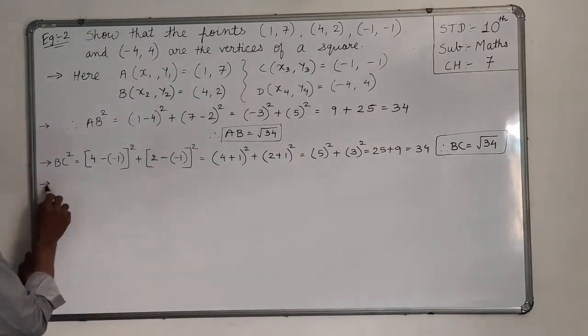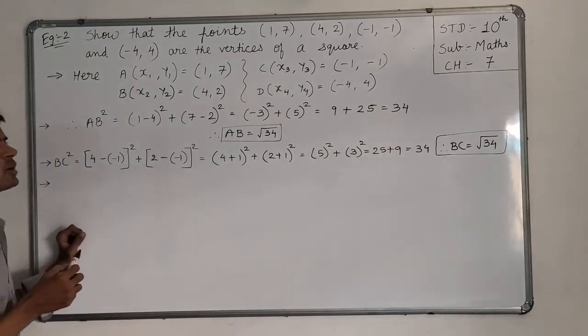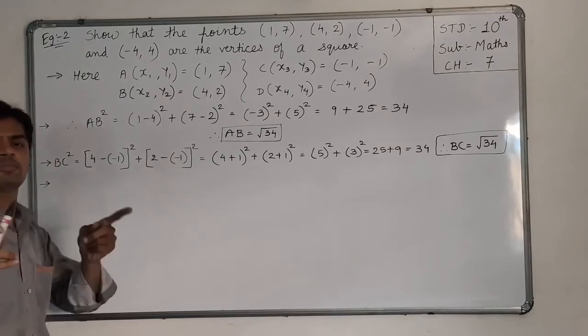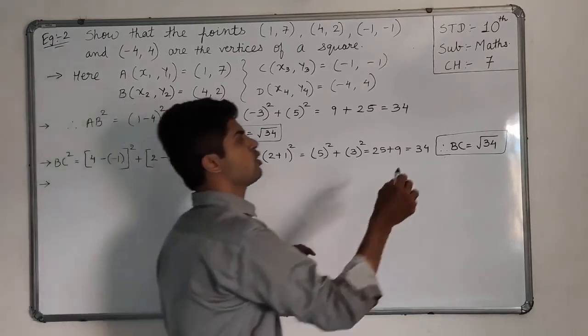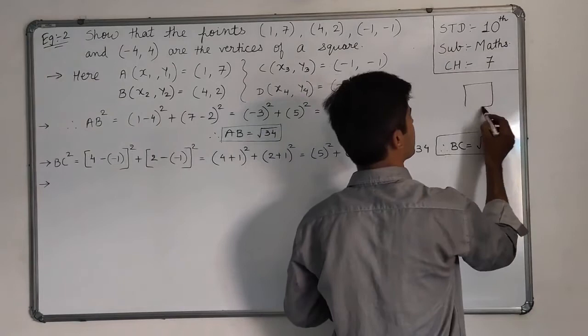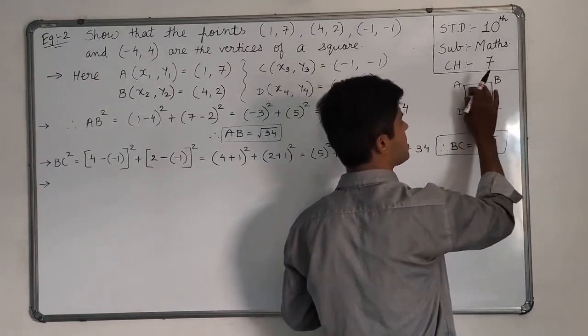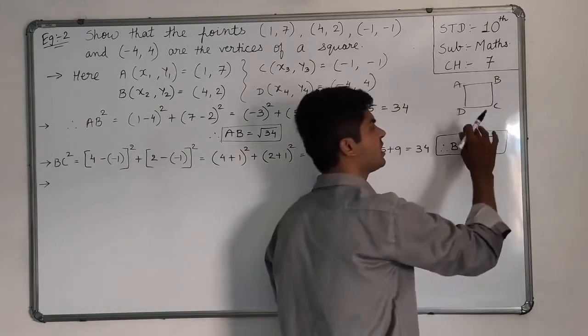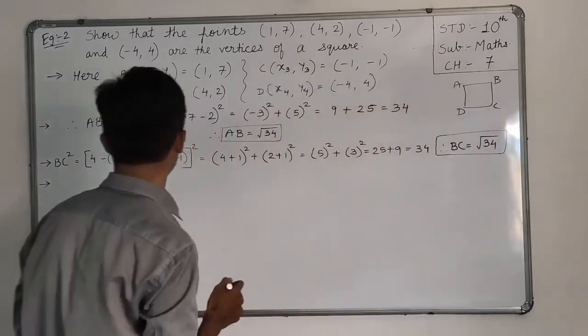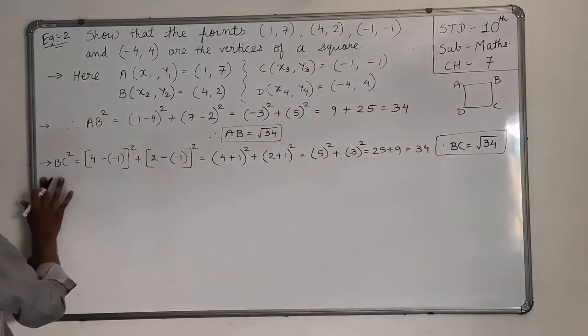Okay, now third side. Third side क्या होगी? AB, BC, फिर बाद में क्या आएगा? CD आएगा. If you are not able to get, draw a square here like this. A, B, C, D. ये AB find कर लिया, BC find कर लिया. Now we are going to find this CD. Okay, so CD square.